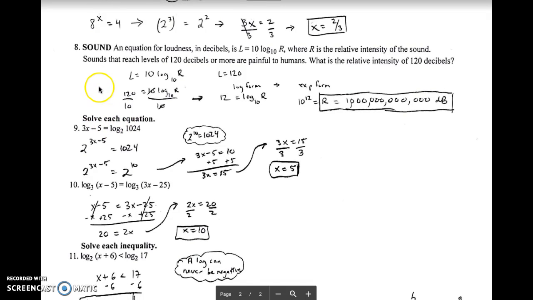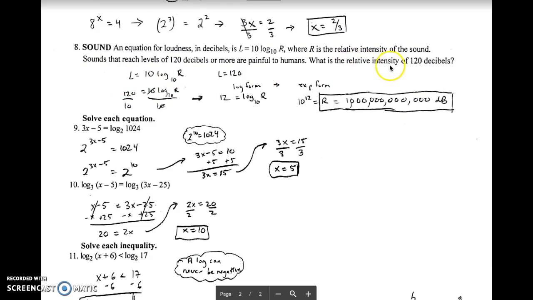Question 8 is another word problem. This is one problem that was off the homework that we did in class. It says, an equation for loudness in decibels is L equals 10 times log base 10 of R, where R is the relative intensity of the sound. Sounds that reach levels of 120 decibels or more are painful to humans. What is the relative intensity of 120 decibels?